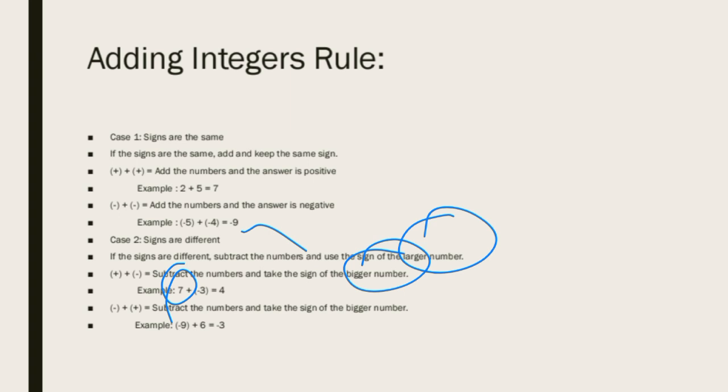Negative integer plus positive integer: subtract the numbers and take the sign of the bigger number. For example, minus 9 plus 6, we get minus 3. Here the bigger number is minus 9, so we put a negative sign. And 9 minus 6 gives 3.